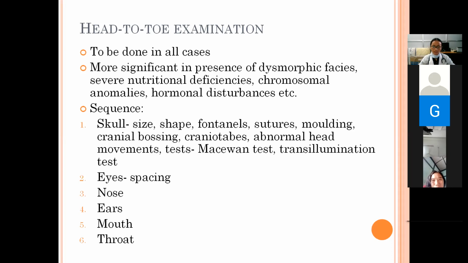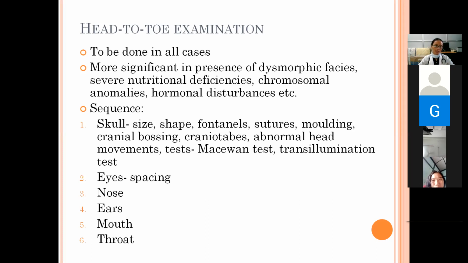And then ears, also you have to start from the outside to the inside. That is, you have to first check the pinna, if both the ears are present or not. If both the ears are of normal shape, size, symmetrical, placed at the same location, or if there are low set ears, that you have to see in the ears. And then you have to look at the pinna, the external ear, the auditory canal, and then the tympanic membrane.